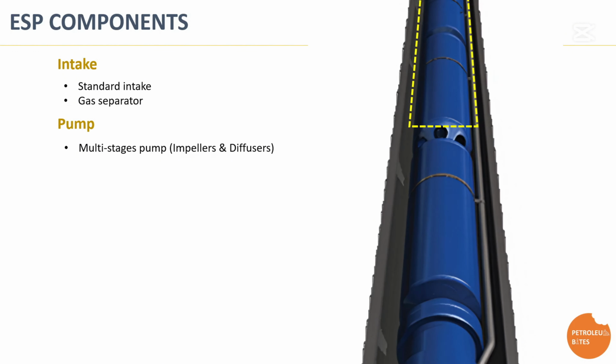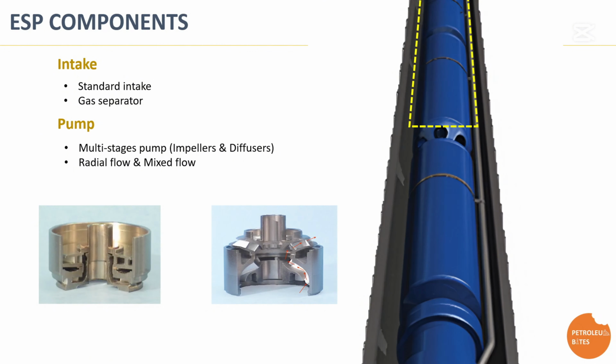Based on flow direction and pressure characteristics, ESP pumps are classified into radial flow pump. In this design, the impellers push fluid outwards at a 90-degree angle from the shaft, generating high pressure but handling lower flow rates. Mixed flow pump. Here the impellers push fluid both radially and axially, creating a balance between pressure and flow.